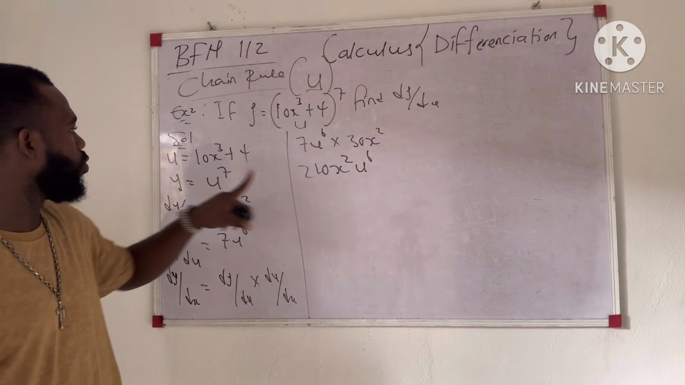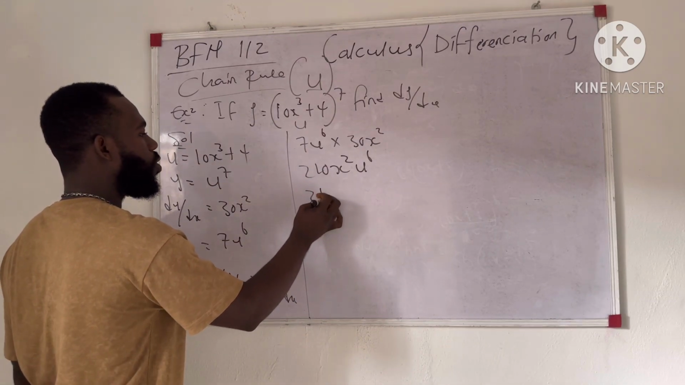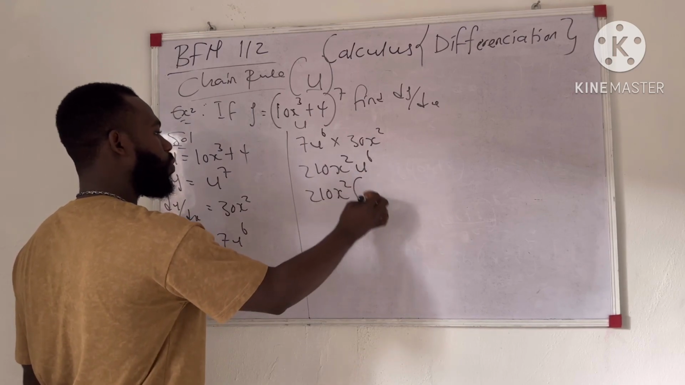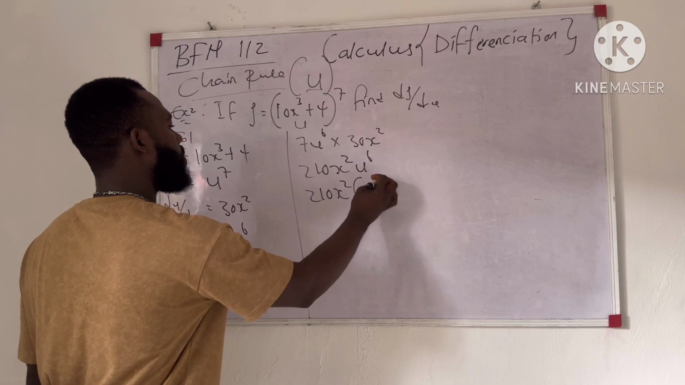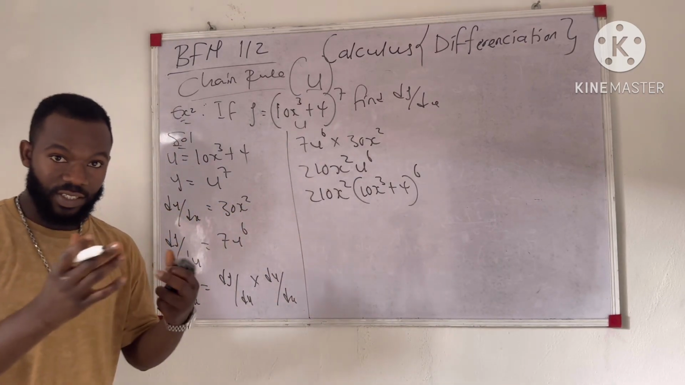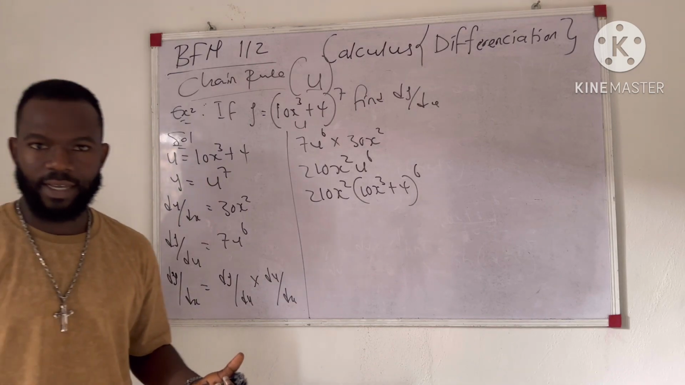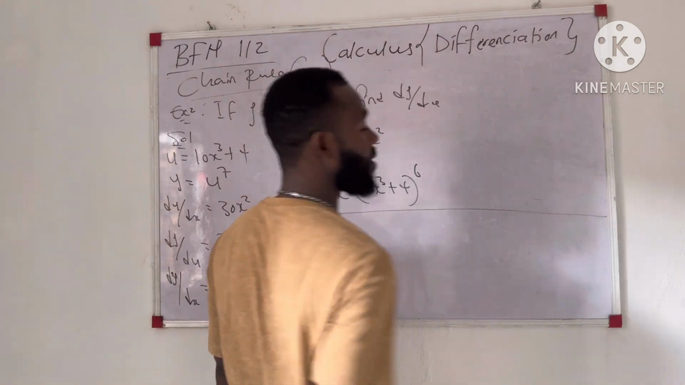But don't forget we said u is 10x raised to the power 3 plus 4. So here it becomes 210x raised to the power 2 into the bracket of 10x raised to the power 3 plus 4, all raised to the power of 6. Simple. That is how we got our answer. Now, like I said, we can also apply the shortcut method to get our answer straight.